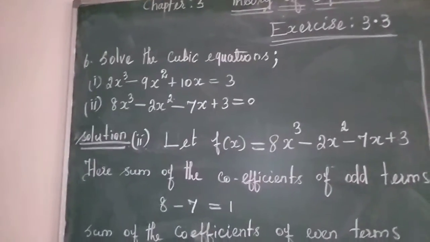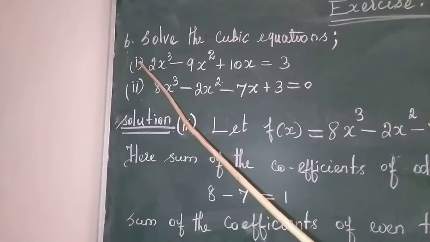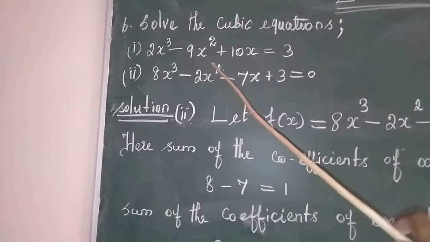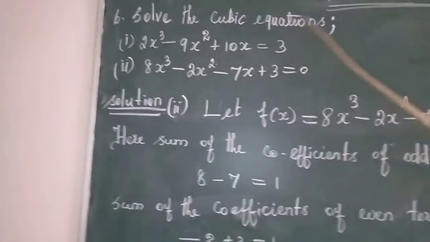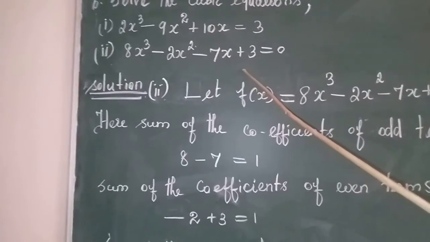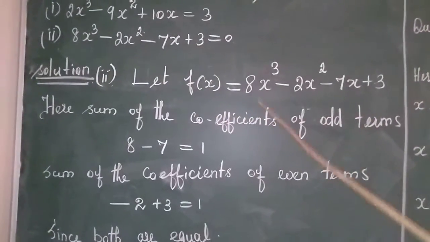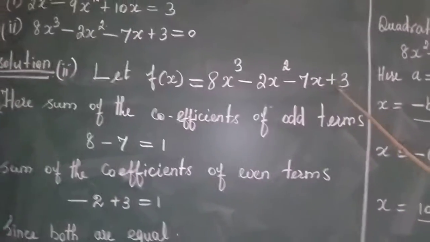Now we are going to see exercise 3.3 question number 6. Earlier we have seen the first subdivision. Now we are going to see the second subdivision, solving the cubic equation. Now we are taking the equation as f of x, that is equal to 8x cube minus 2x square minus 7x plus 3.